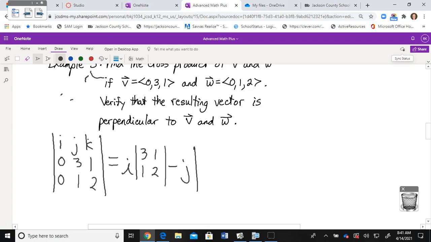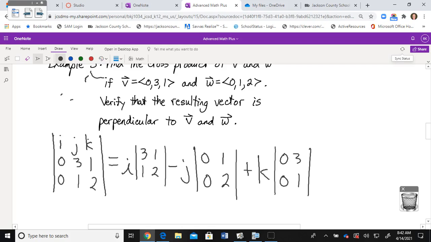Okay? I take out the column it's in and the row it's in, and I'm left with 0, 1, 0, 2. Plus K. Take out the last column in the top row. I have 0, 3 and 0, 1.